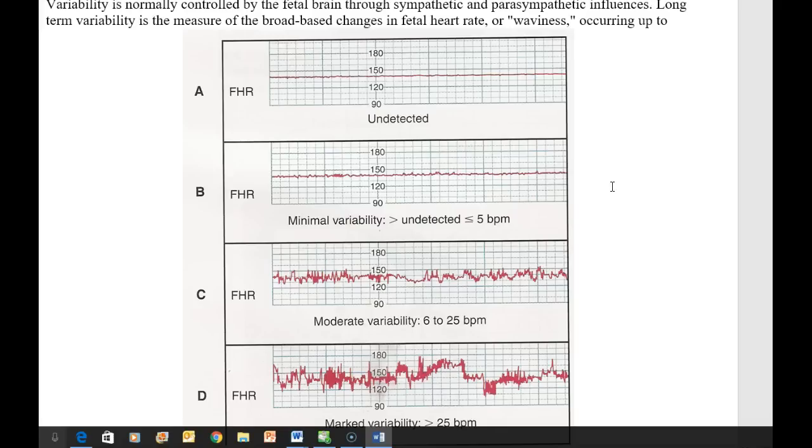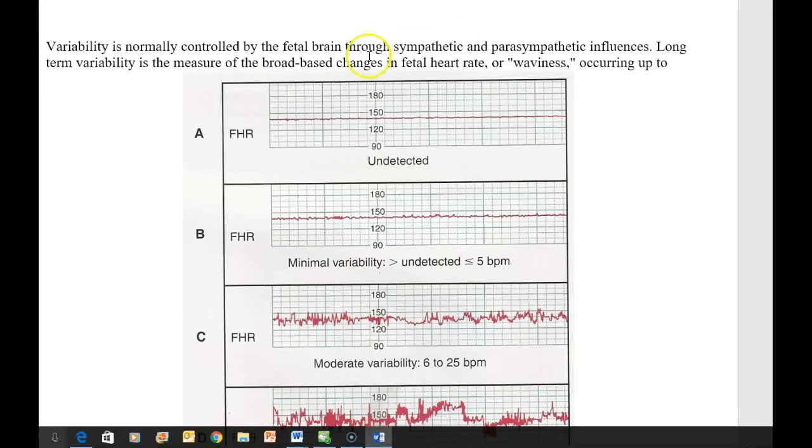When someone's in a coma, they have severe brain damage. They don't have the sympathetic and parasympathetic system intact. And so their heart just beats, but their brain is not influencing the heart rate. And so that would be this: undetected. And you can see on this tracing, it's 140, 140, 140, straight across, really no changes, undetected changes in the fetal heart rate.